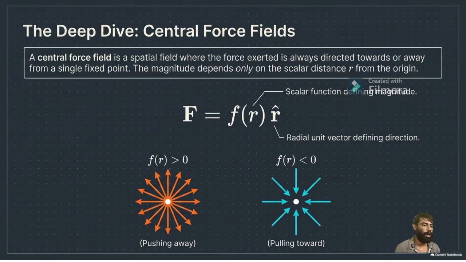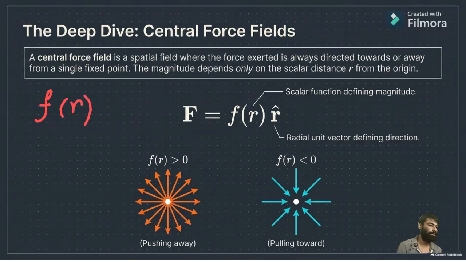What is a central force field? A central force field is a spatial field where the force is always directed toward or away from a single point, and its magnitude only depends on the distance r from the origin. So if the magnitude only depends on the distance r, we can consider this force to be a function that depends only on this distance r.